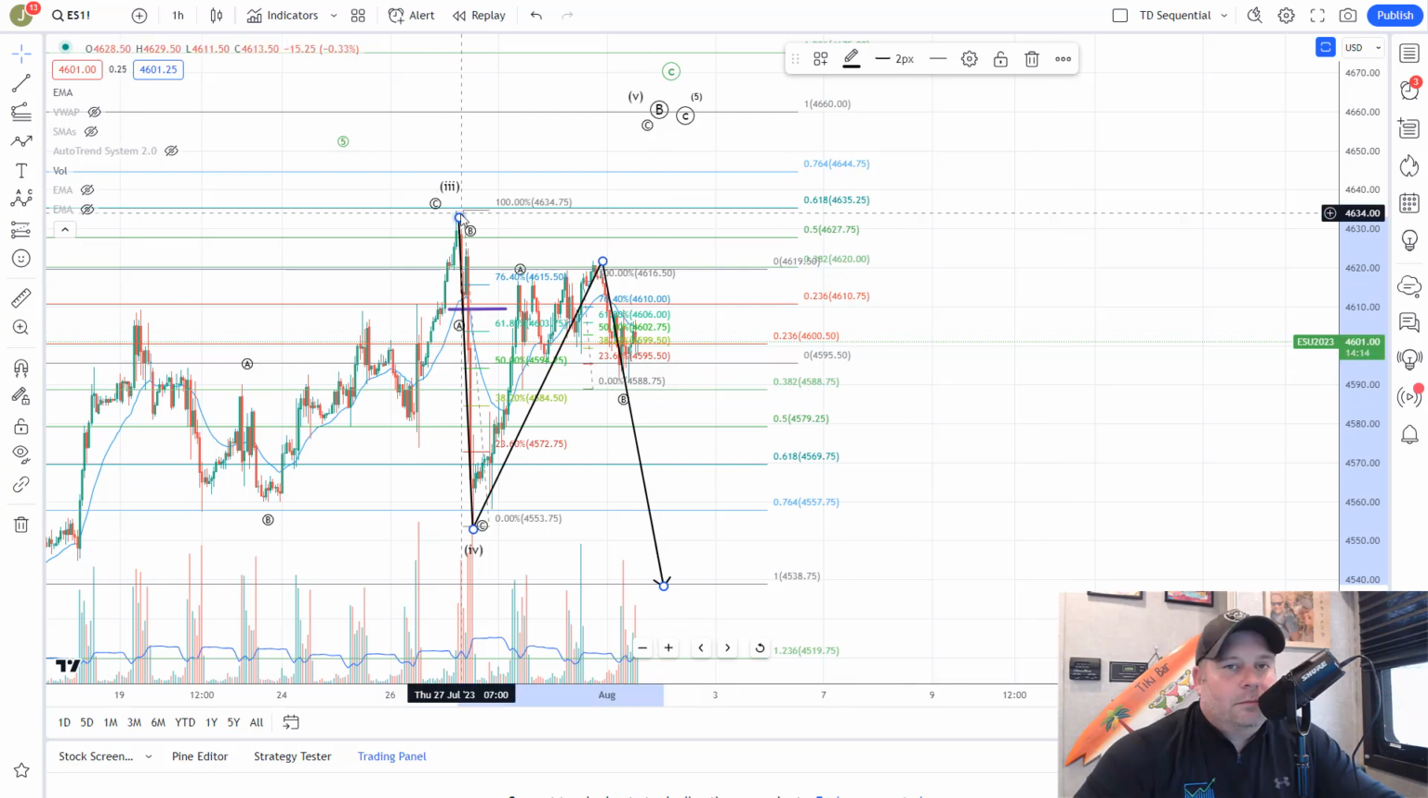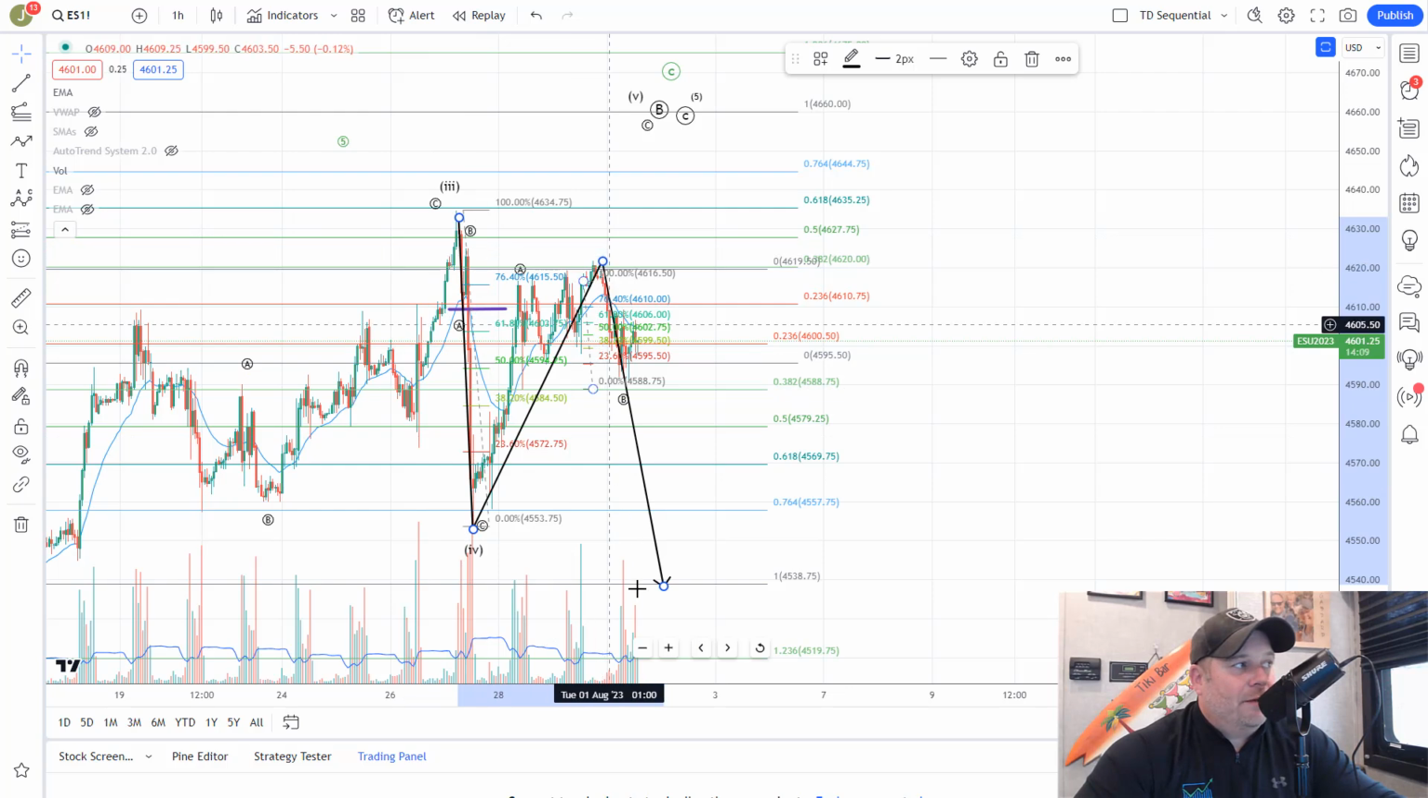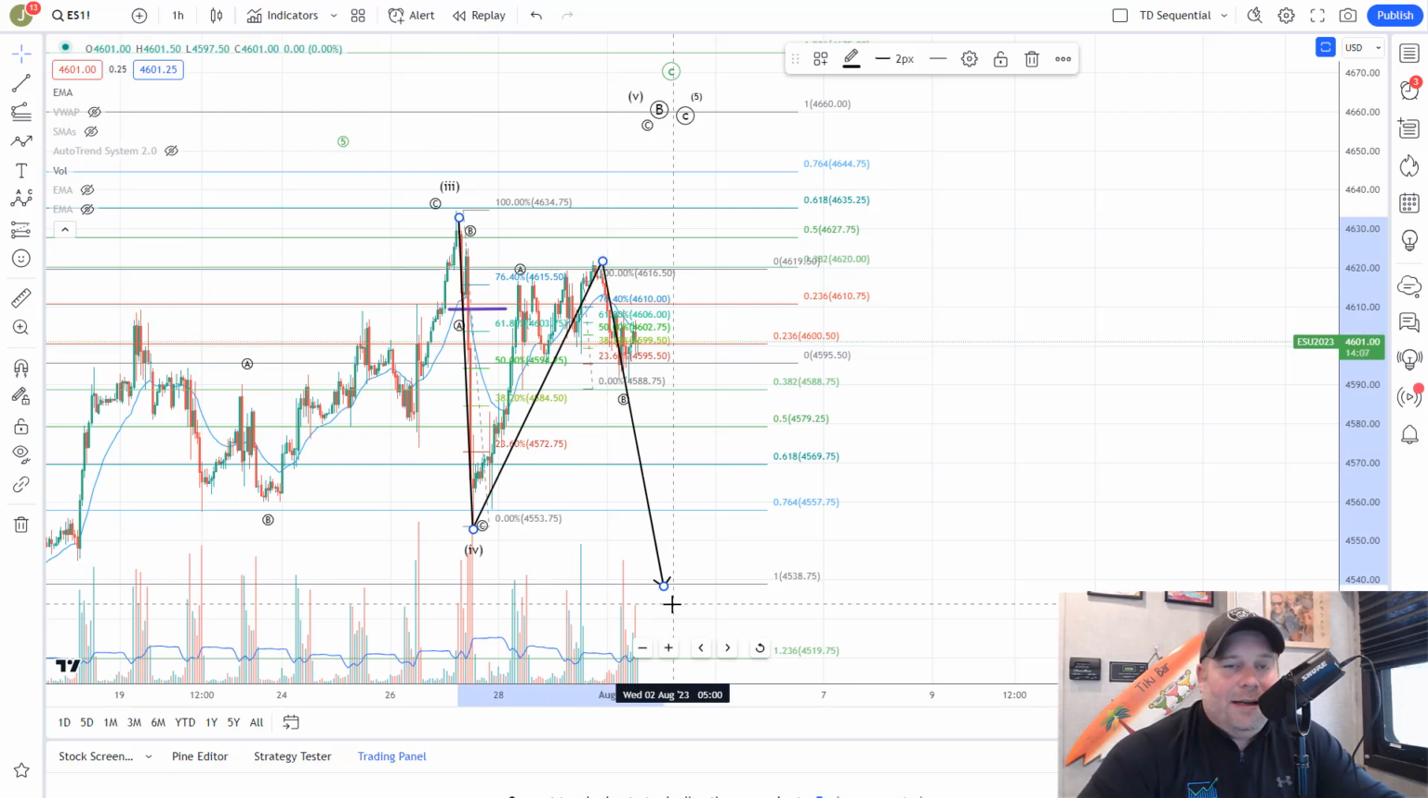The reason is, as I've said all along, the pullback will tell the story, and currently this pullback looks very corrective. So if they did come down and break support and give us an indication the top is in, it would be a corrective pullback, which would lead us to a wave 4.